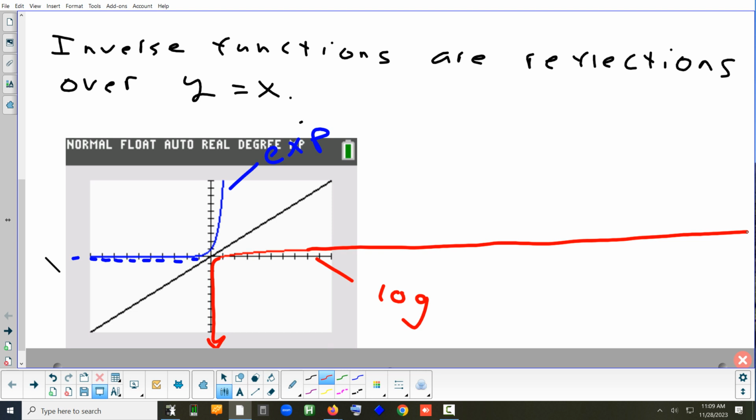So it's basically everything switches between exponentials and logs. The horizontal asymptote becomes a vertical. Even the domain and range switch. Okay? And we'll talk more about that. Okay. Everything switches between logs and exponentials.